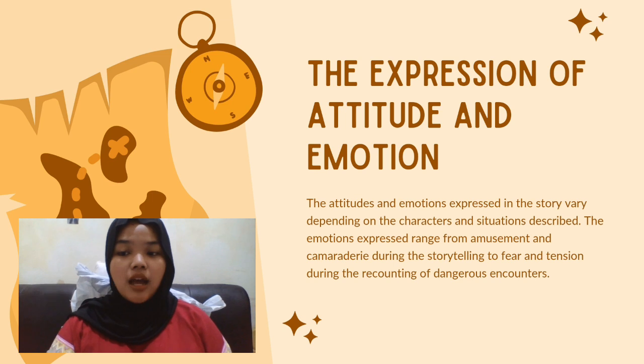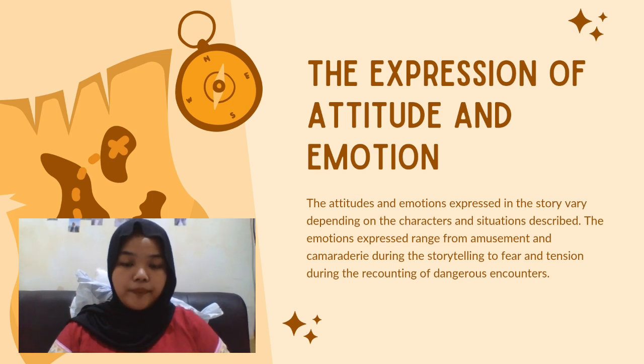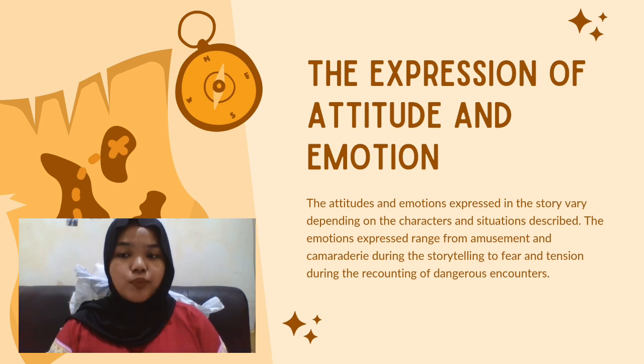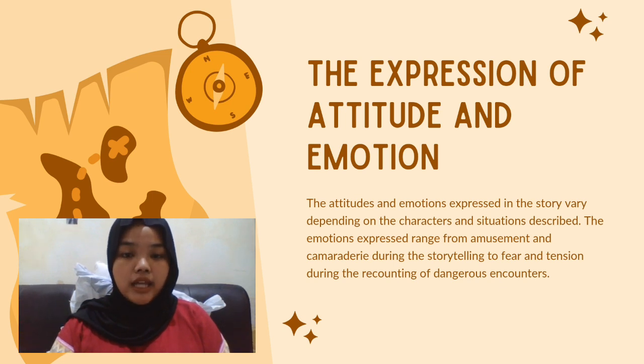Okay, the next question is: while attitude and emotions are expressed, how does the language used communicate this attitude? The attitudes and emotions expressed in the story vary depending on the characters and situations described. Overall, there is a sense of camaraderie and lightheartedness among the cowboys as they share stories around the campfire. There's also a sense of adventure and danger, particularly in the anecdotes about robberies and holdups. Additionally, there's admiration for courage and resilience, as seen in the recounting of various character experiences. The emotions expressed range from amusement and camaraderie during the storytelling to fear and tension during the recounting of dangerous encounters.